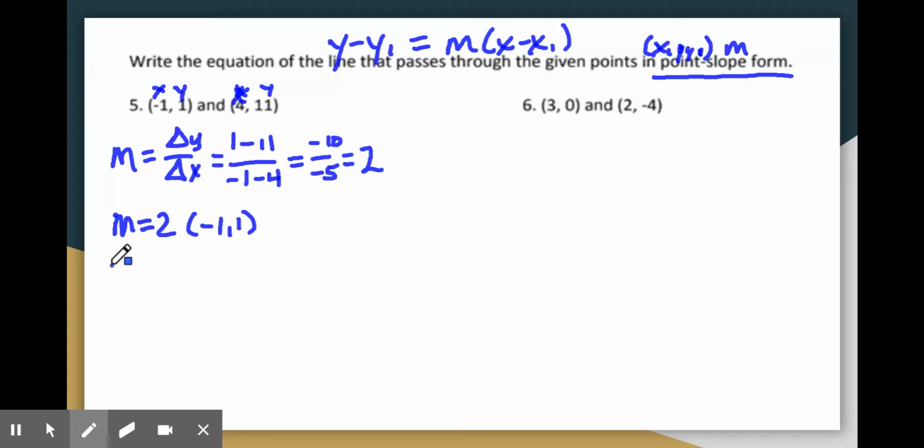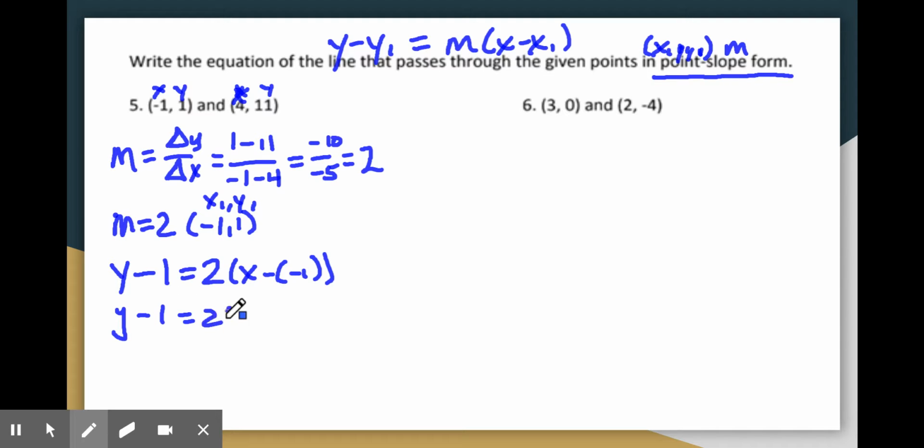So we could do that. We would get y minus 1 equals 2x minus negative 1. 2 negatives will make a positive. So we have y minus 1 equals 2x plus 1. There's my answer. Okay, that's a good answer.